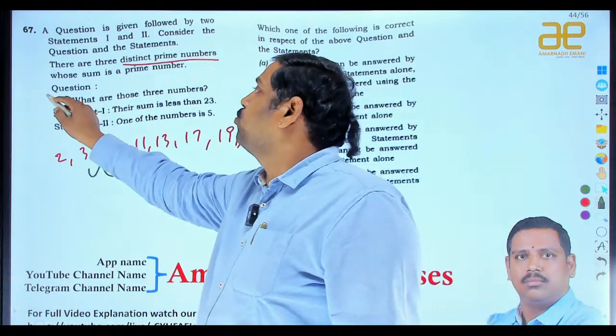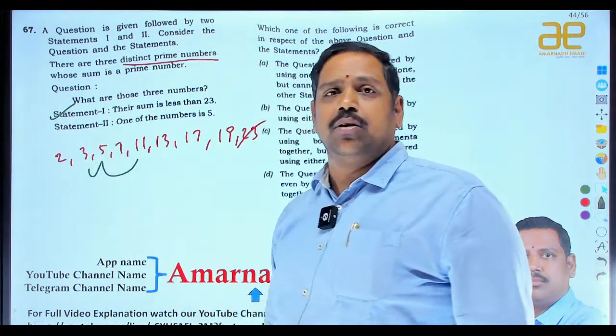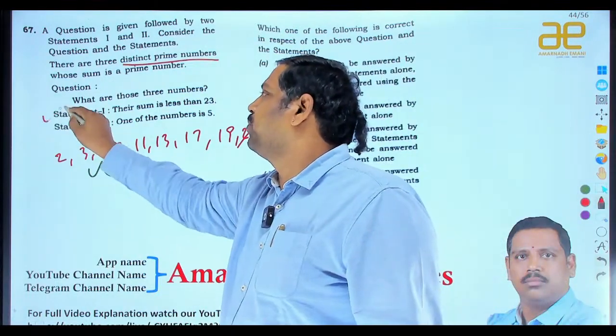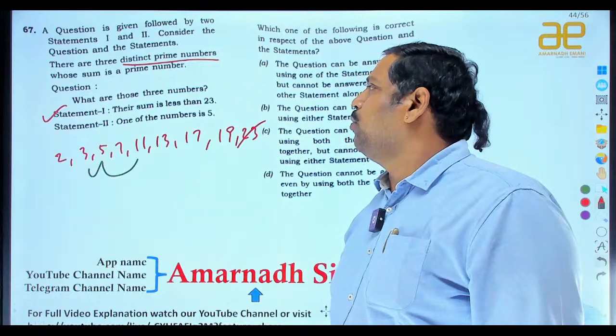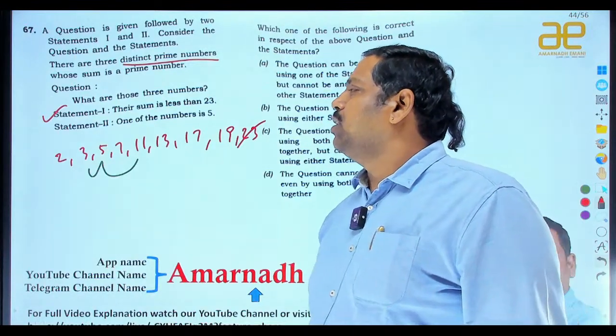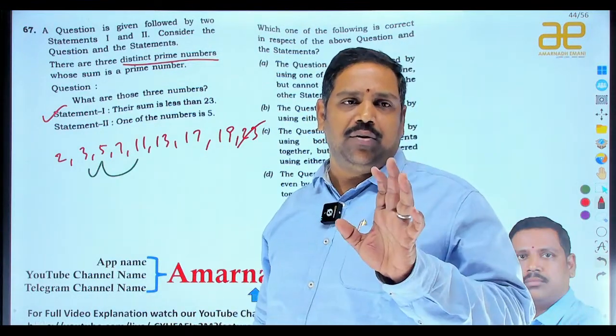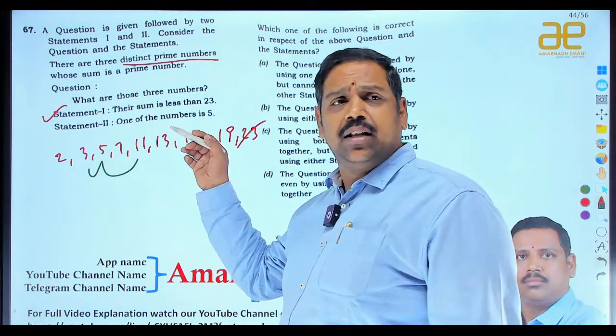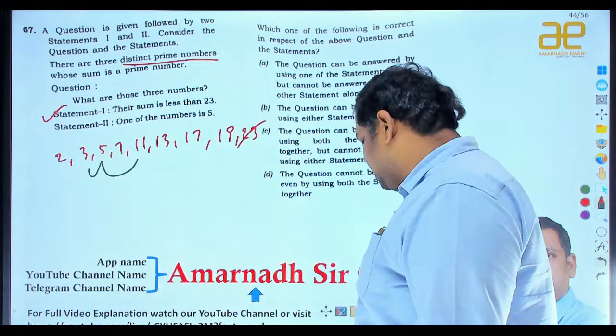Okay, means from statement 1 alone I can answer the question. From where can I answer? Only statement 1 alone I can answer. Go to statement 2: one of the numbers is 5. When I am going to statement 2, I am not thinking of statement 1. Only statement 2 I am thinking. He specified that one of the numbers is 5.